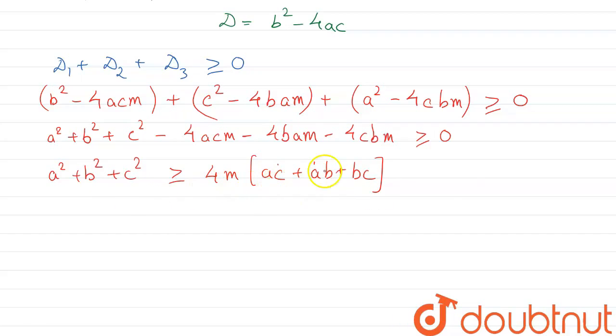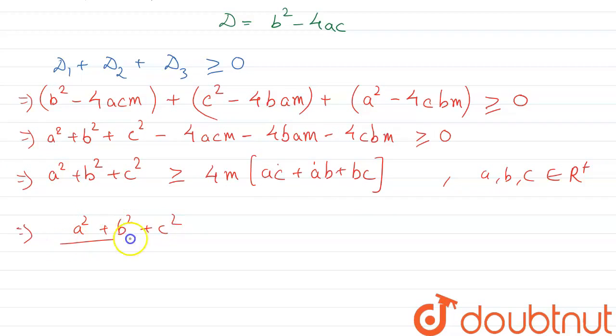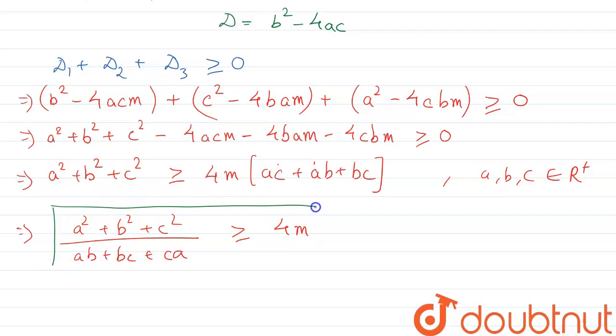Now since we know that a, b, c belong to R positive, we can simply divide this on the left side because the inequality will not change. Why? Because all numbers are positive. Fine. So we can write here a square plus b square plus c square upon ab plus bc plus ca is greater than or equal to 4m. Fine. So we can write this as our equation 1.